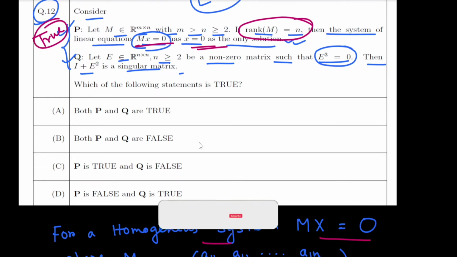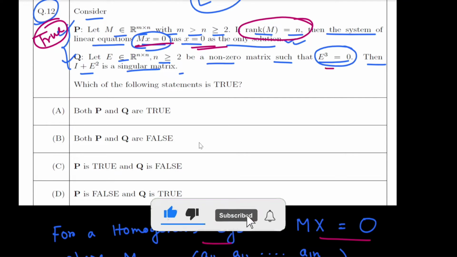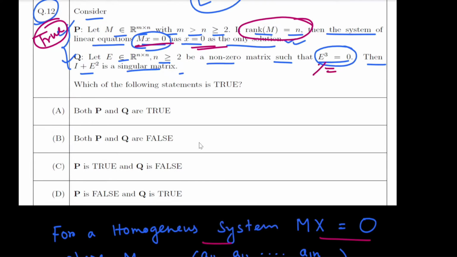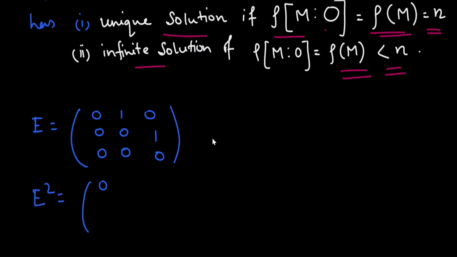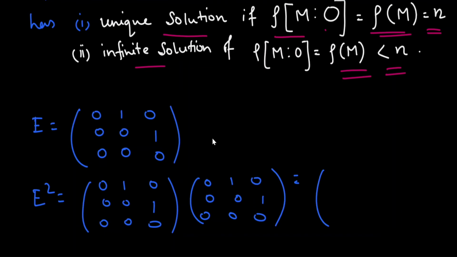Now go to the next statement, statement Q. It says that E^3 = 0. Suppose we take an example of such a matrix where E^3 = 0, and then check whether this is true or false. Let us take the matrix E equal to [0 1 0; 0 0 1; 0 0 0]. Now E squared equals [0 1 0; 0 0 1; 0 0 0] times [0 1 0; 0 0 1; 0 0 0]. This gives [0 0 1; 0 0 0; 0 0 0]. So E squared is not equal to 0.